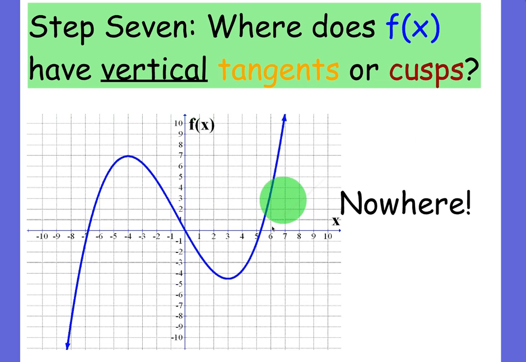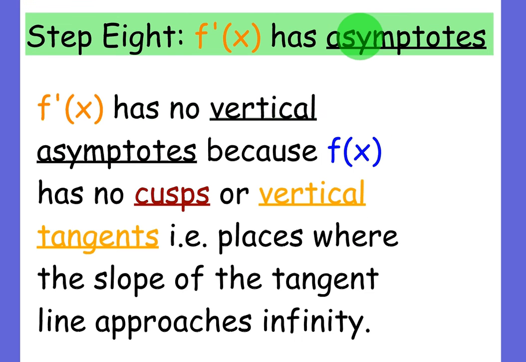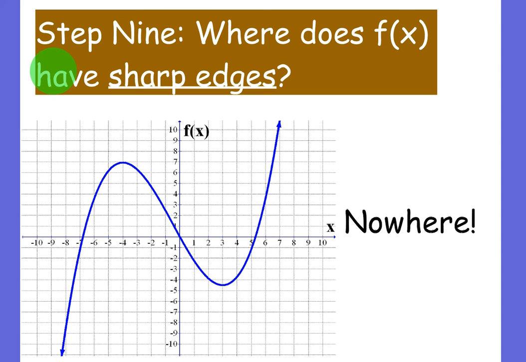The same can be true for a cusp. For example, something like this. The tangent lines actually do approach infinity as you get closer and closer. So that means that the derivative graph would approach infinity and therefore it would have an asymptote. But in this case, f prime of x doesn't have any of that because the original graph doesn't have any cusps or vertical tangents, i.e. places where the slope of the tangent line approaches infinity. So remember, it's all about the tangent line.